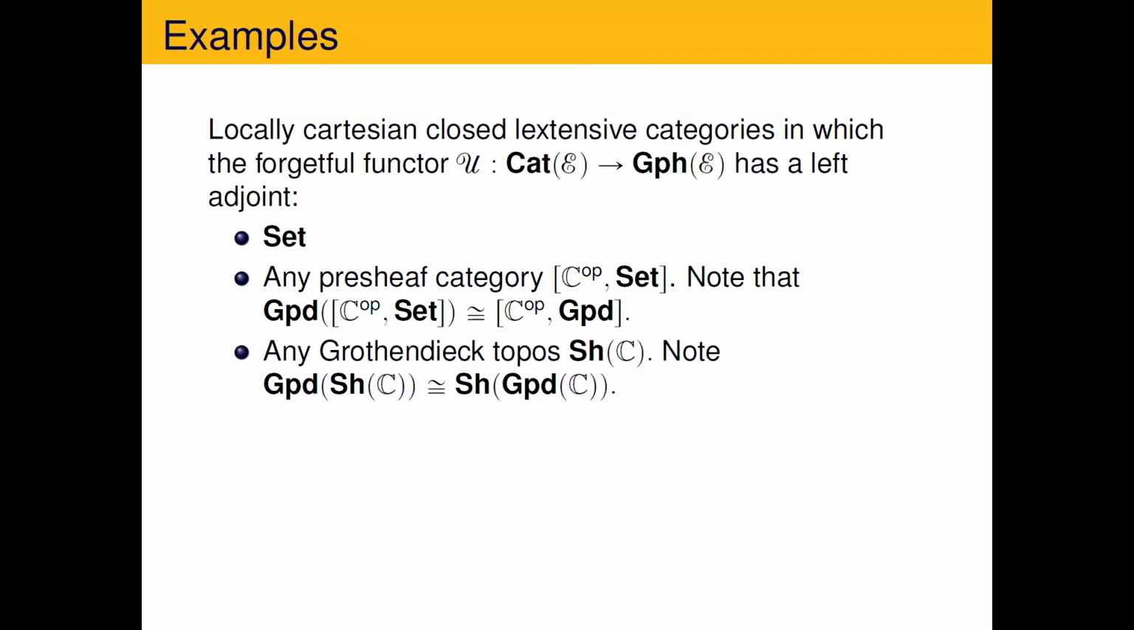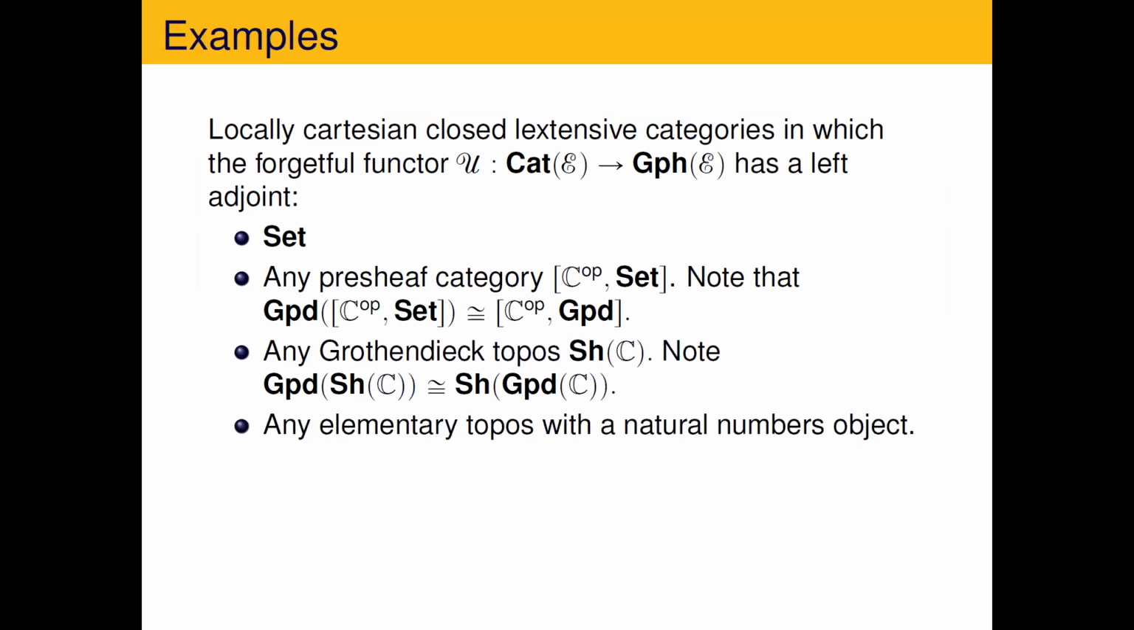We can also do this for any groupoidic topos, so for sheaves in some category, and get a sheafy type theory, a geometric type theory. It's quite nice, where our types are glued together in some way. More foundationally, we can do this for any elementary topos with a natural numbers object.